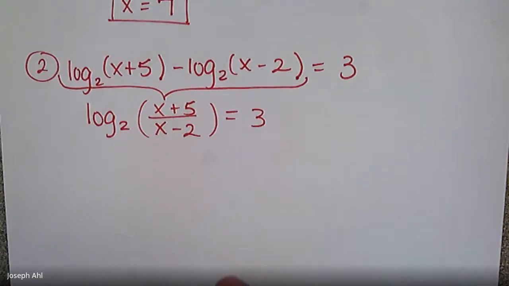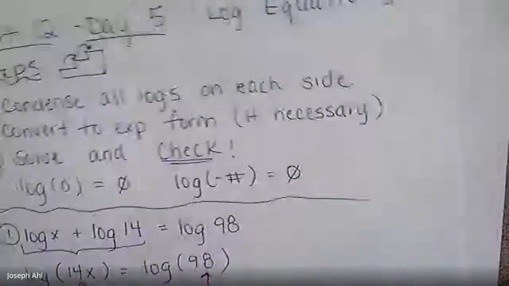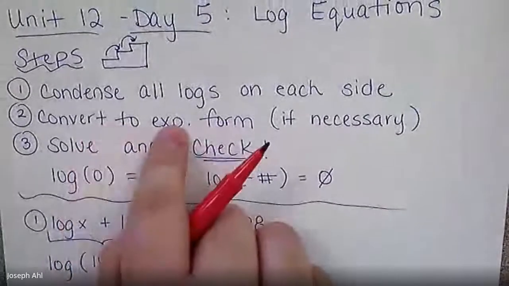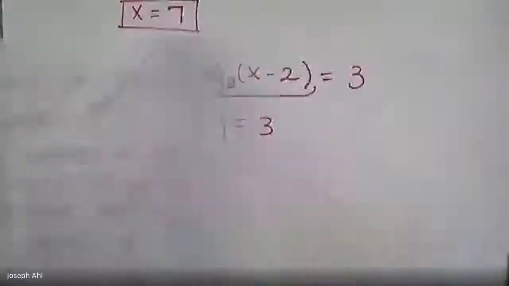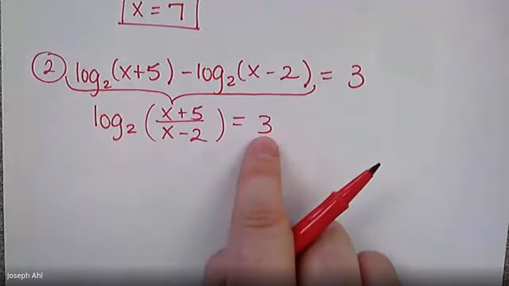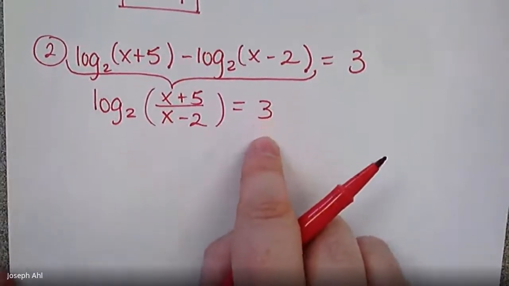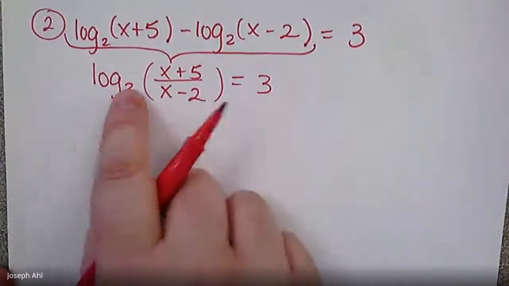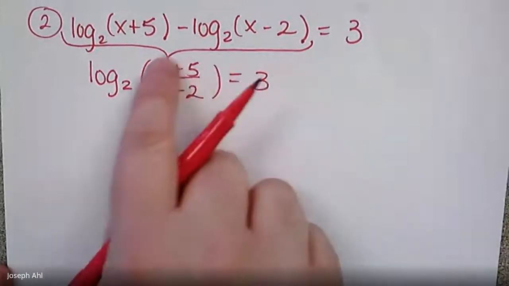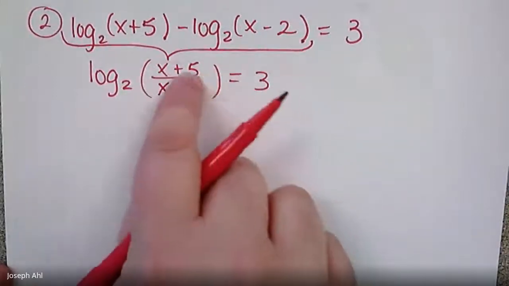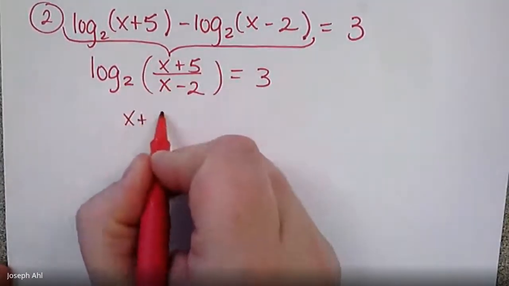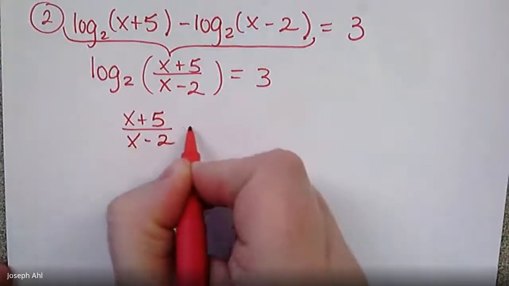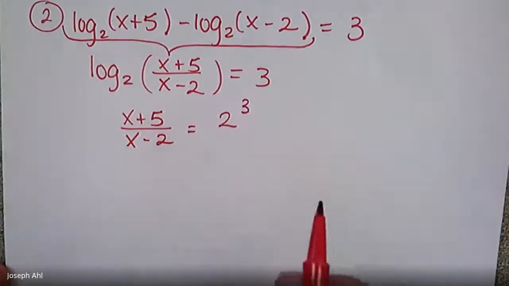And then once you condense the logs, we now have to go back to what step 2 said not too long ago. Step 2 says convert to exponential form if necessary. It's necessary if there's no log on this side. So remember that in exponential form, it would be the base to this exponent equals what's inside the parentheses on this side. So therefore, x plus 5 over x minus 2 is equal to 2 to the third power.